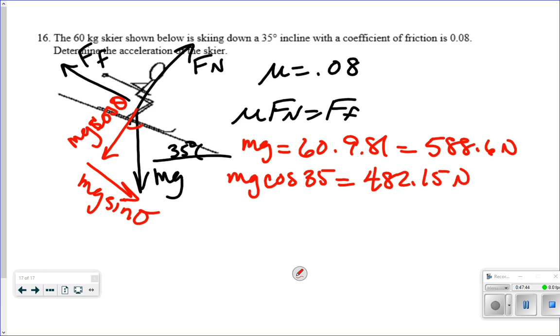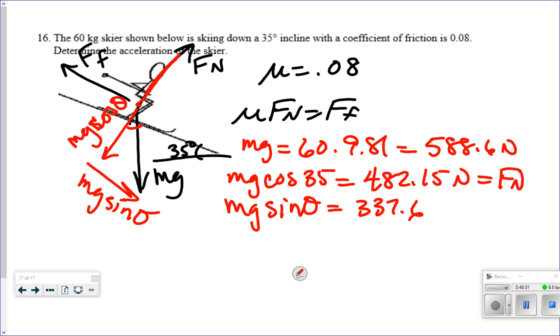The cosine piece is also equal to the normal force because we know that that equals that. This skier is not levitating or sinking into the hill itself. Mg sine of theta is going to be 337.6. Again, I'm taking that 588, multiplying it by the sine of 35 degrees. So I get 337.6 newtons for that one.